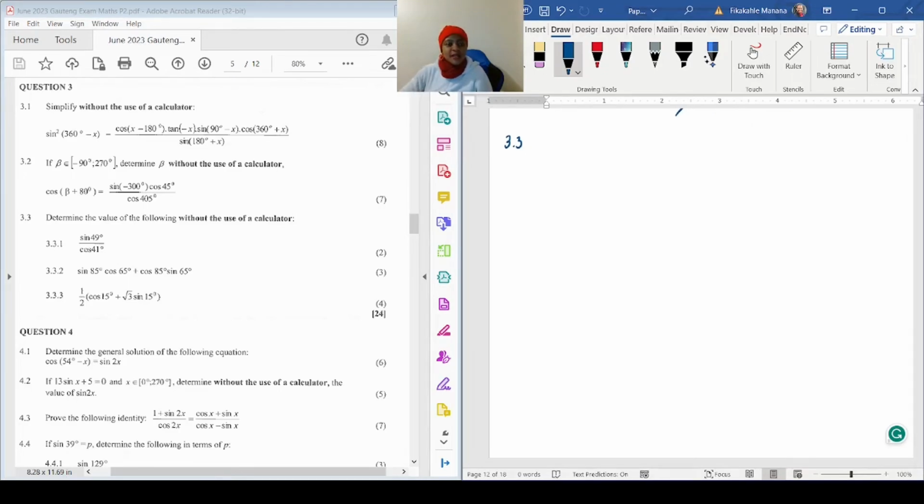All right, so it says determine the value of the following without the use of a calculator. So 3.3.1, we have sine 49 divided by cos 41. So before we even go far, I would ask myself, if I were to add 49 and 41, will I get 90? And yes, I would. I would get 90. So the two are complementary. So what I would then do, I would either change the sine or change the cos. It's really up to you.